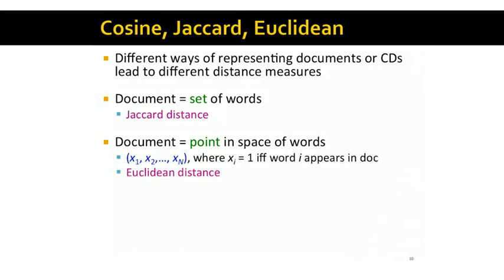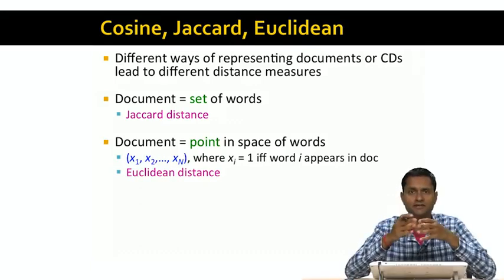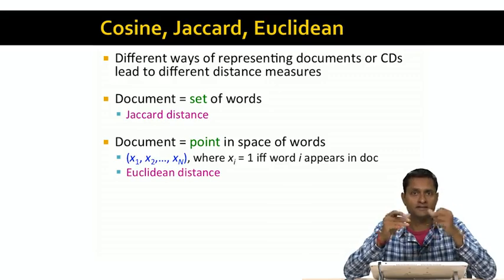Alternatively, we can think of a document as a point in the space of words. Here there is one dimension for each word, and each document is an n-dimensional point. A dimension i is 1 if word i appears in the document and 0 otherwise. Since we've represented documents by points, the natural distance measure here is Euclidean distance between the points in space.